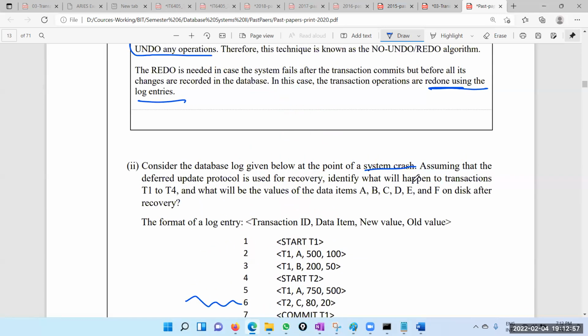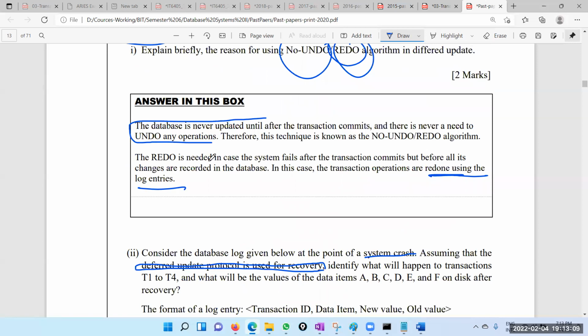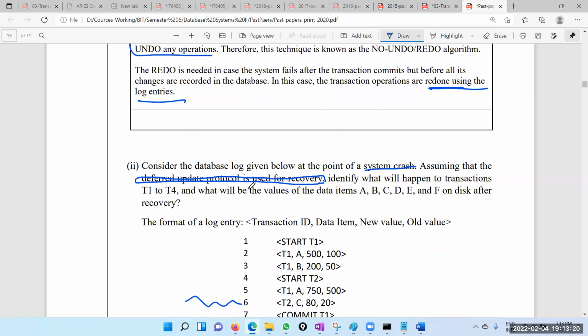Assuming that the deferred update protocol is used for recovery. So again, it is deferred update. Deferred update means usually you have to do only redo. You don't have to do undo. So that is deferred update and no steal. Identify what will happen to the transactions T1 to T4 and what will be the values of the data items A, B, C, D, E, F on disk after recovery.